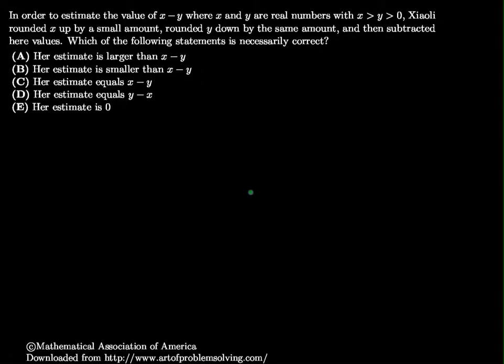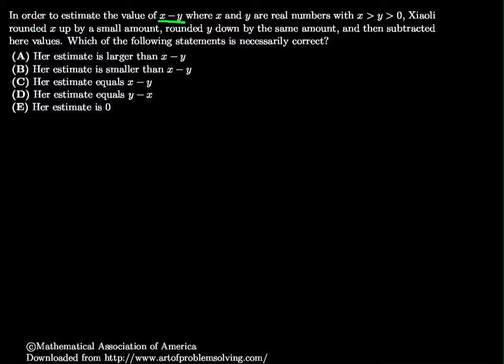Okay, 2012 AMC. This is problem 6 from the AMC12B and problem 6 from the AMC10B as well. And it says, in order to estimate the value of x minus y, where x and y are real numbers with x greater than y greater than 0. That's not actually going to be important for this.